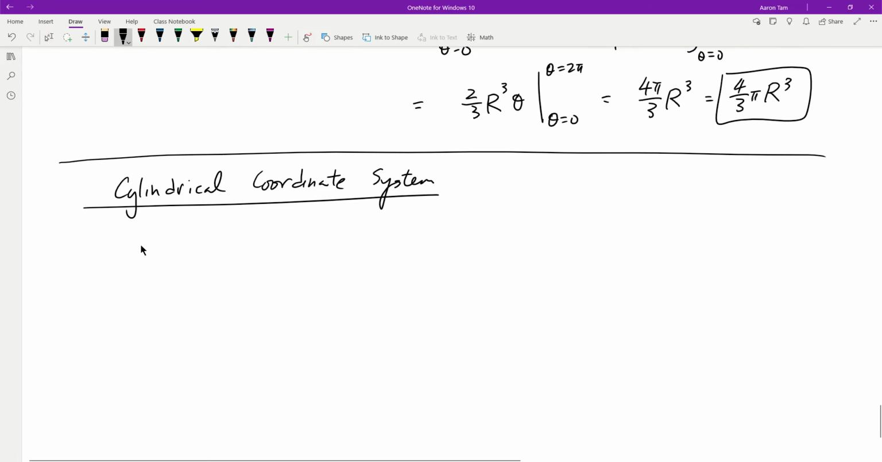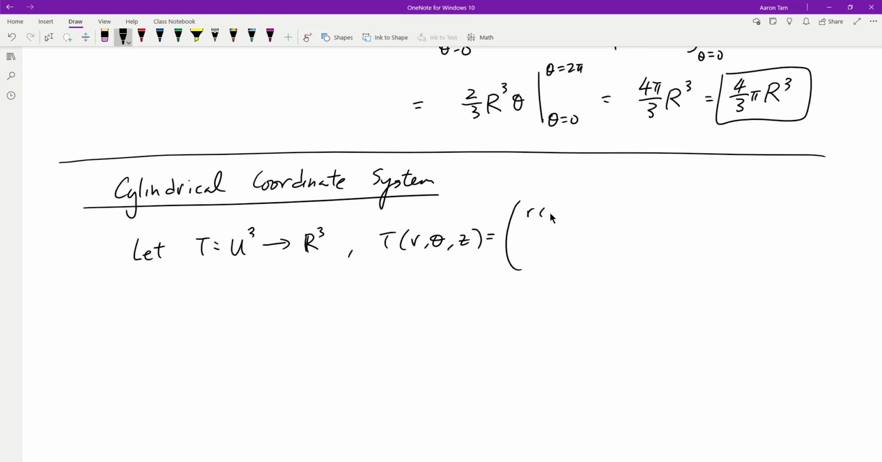So here our cylindrical coordinate system will be the following. Let T map u3 to R3, and T of r, theta, z is equal to r cosine theta, r sine theta, and z, which is just x, y, z. If you remember, look back at your notes, we talked about in 6.5, r would go from 0 to infinity, theta would go from 0 to 2 pi, and z would go from negative infinity to positive infinity, because that just moves straight up and down.